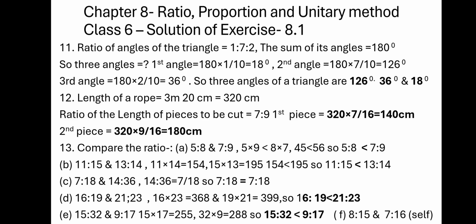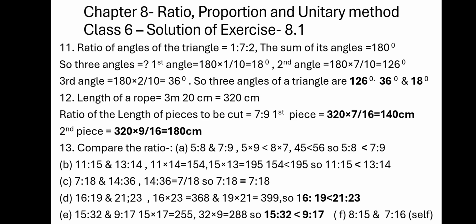12th question. Length of a rope 3 meter 20 centimeter, that is 320 centimeter. Ratio of the length of a piece to be cut is 7 is to 9. So 7 is to 9 means 16 pieces. So 7 pieces means 320 upon 16 into 7, that is 140 centimeter. And second piece will be 320 upon 16, that is 20 into 9, that is 180.